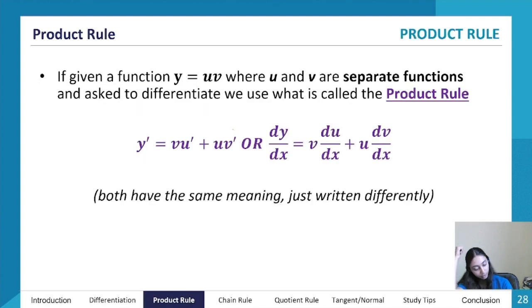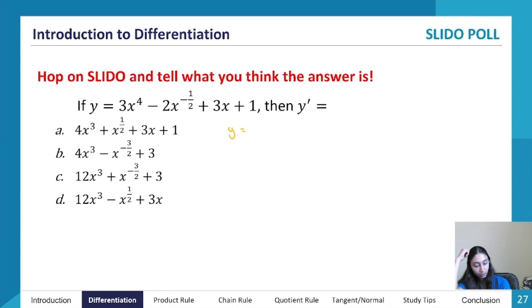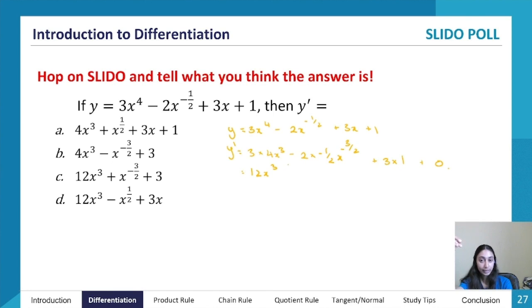So y is equal to 3x to the power 4 minus 2x to the negative 1/2 plus 3x plus 1. So y dash will be equal to 3 times 4x cubed minus 2 times minus 1/2 x to the minus... So what's minus 1/2 minus 1? That's equal to negative 3 on 2. Plus 3 times x to the 0, so just 3 times 1, plus 0. That's going to get me to 12x cubed minus minus, right? So that's going to get me to plus x to the negative 3 on 2 plus 3.